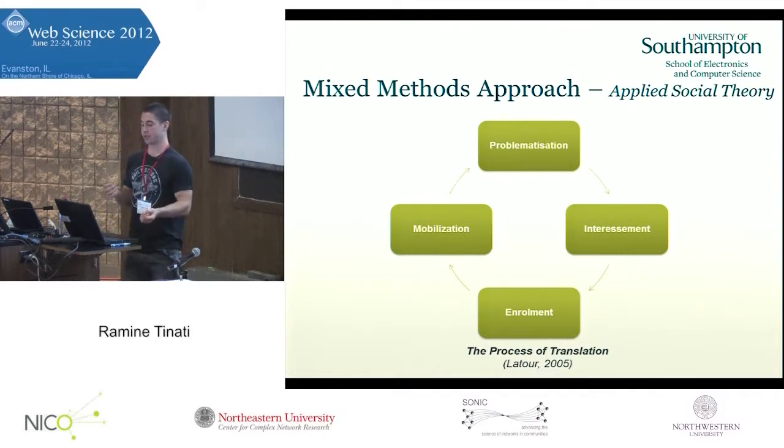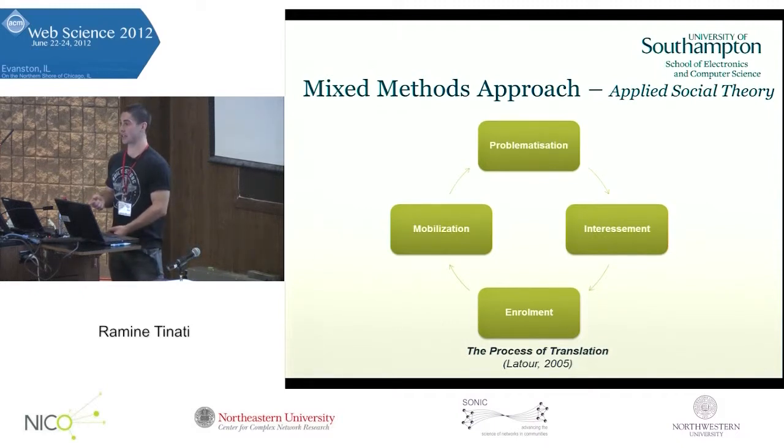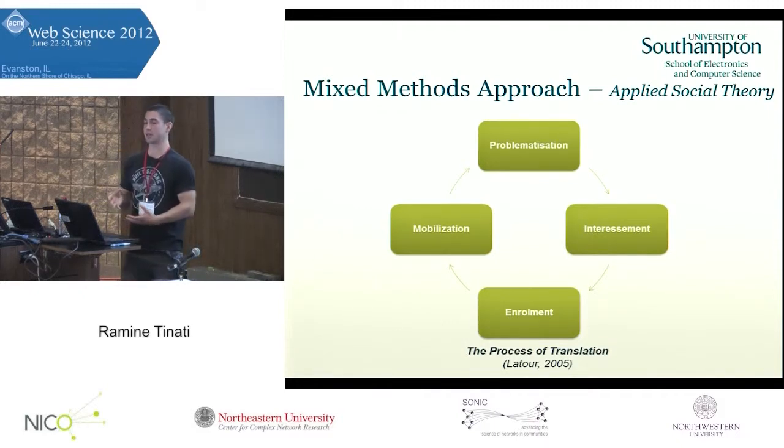One of the theories that I've been working with is a concept from actor network theory, which is the process of translation. This is very similar to the ideas we have in computer science of how software is developed, for instance. So you can do an analogy with that.